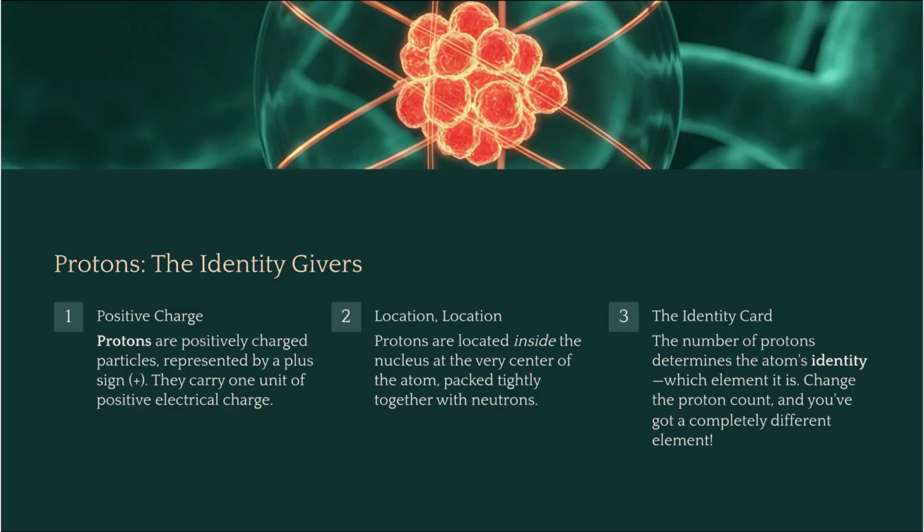One of the most important residents of the nucleus is the proton. Protons have a positive electrical charge. The number of protons an atom has is its superpower. It is the one thing that decides what element the atom is. Change the number of protons, and you change the element entirely. It's like a scientific ID card. If an atom has 8 protons, it must be oxygen. If it has 6, it must be carbon.